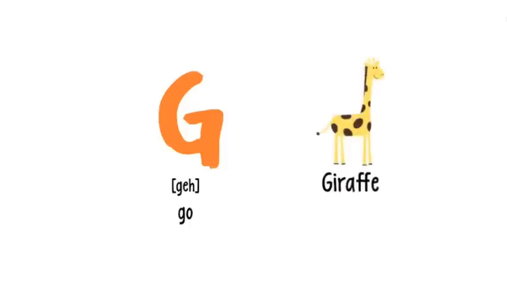G is pronounced like the G in the word go, and the German word is Giraffe. Giraffe, which means giraffe. As you can see, the word Giraffe is written exactly the same way as in English, but the pronunciation is completely different.